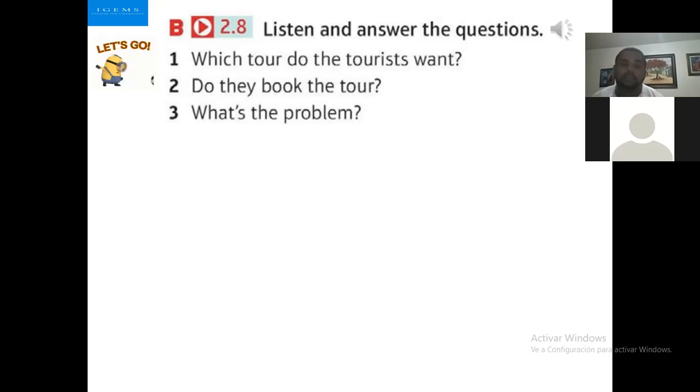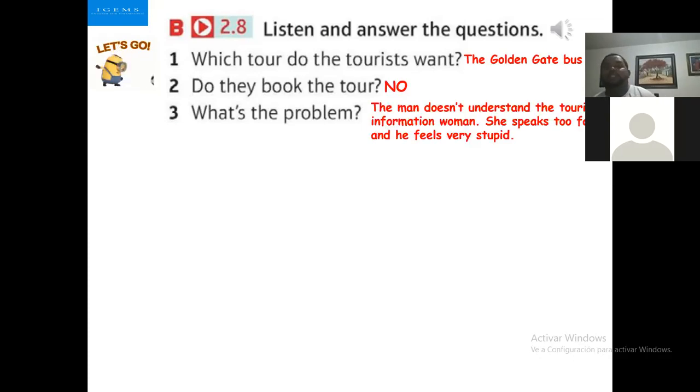Okay. So now let's see the answers, okay? Which tour do the tourists want? They want the Golden Gate boat tour. Okay, do they book the tour? No, they don't. What's the problem? They can't understand what she's saying. She talks too fast. Okay, that is correct. So look at that. The man doesn't understand the tourist information woman. She speaks too fast, okay? And he feels very stupid. Let's continue.